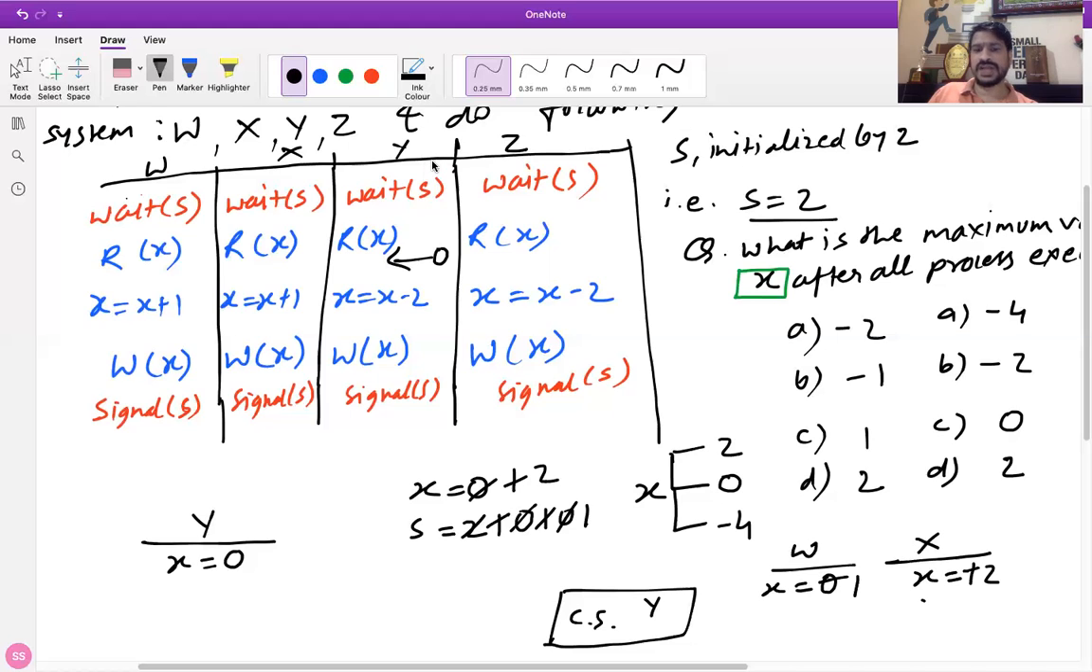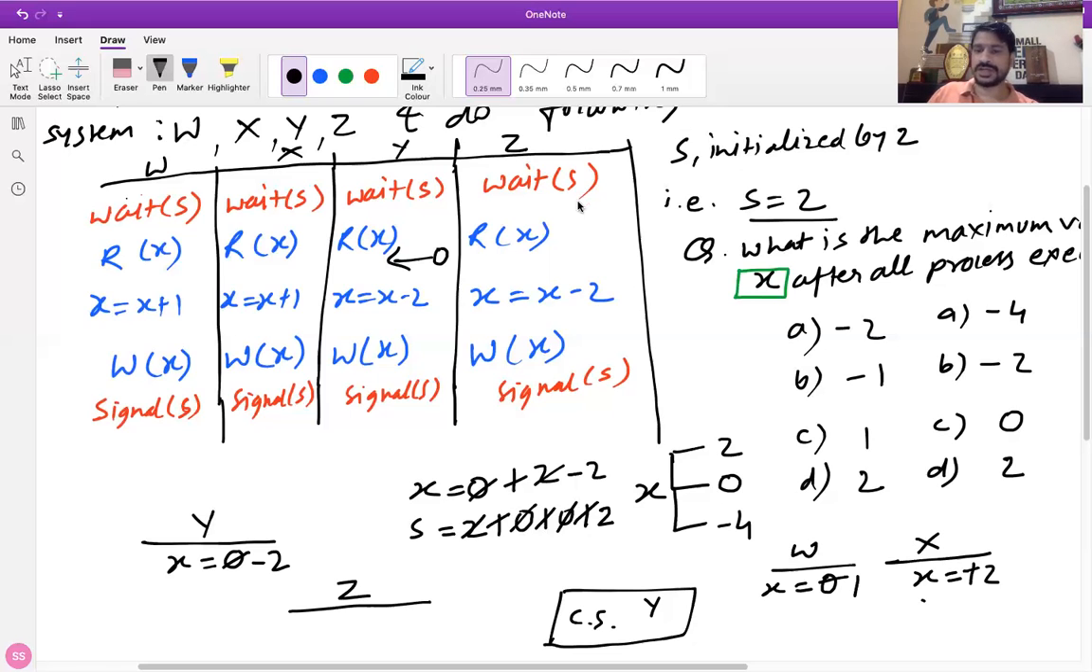So when we allow Y to execute, Y has context switching at that particular place. Y is decrementing the value of X by 2, it will become -2, and -2 will be written back into the system. It will become -2, and the signal will be there, so S will become 2. Now, can we allow another process? Yes, we can allow Z to go to the critical section.